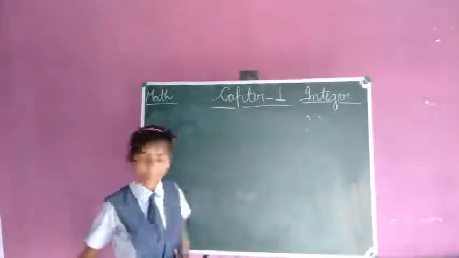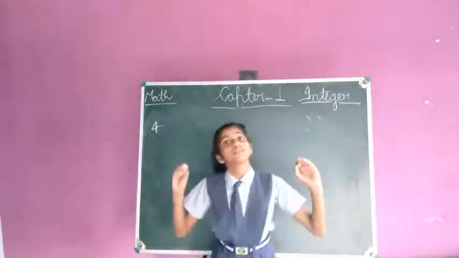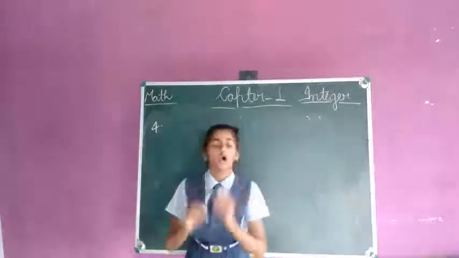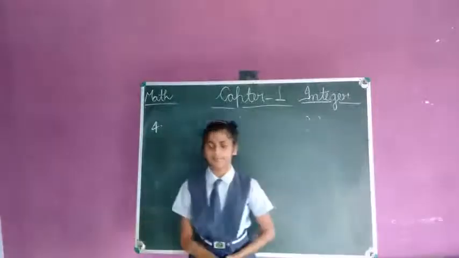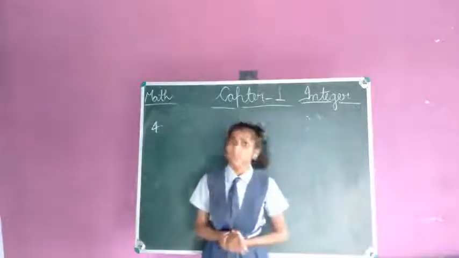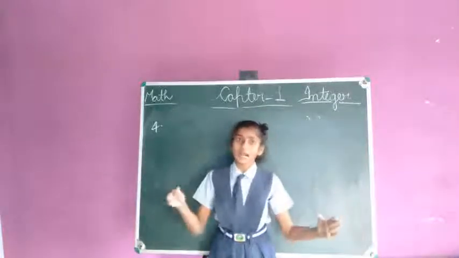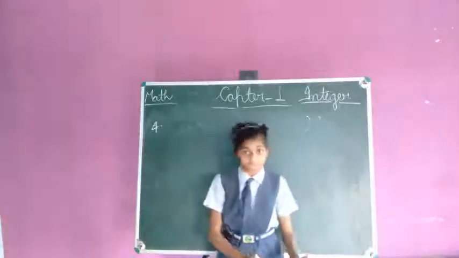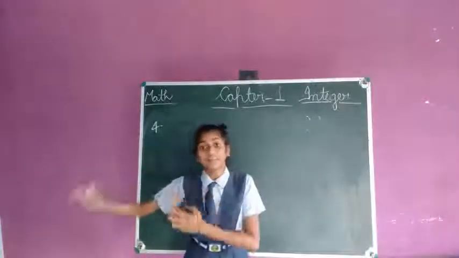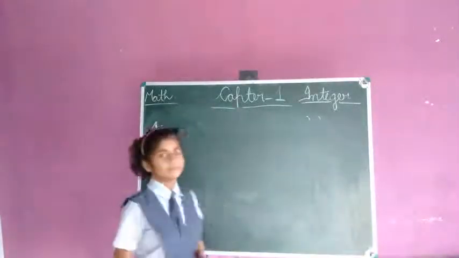Now property number 4. It is multiplication by 0. Oh, sorry. It is multiplicative identity. Friends, let me remind you that in addition we have learned about additive identity. And in multiplication we will learn about multiplicative identity. It is our 4th property.